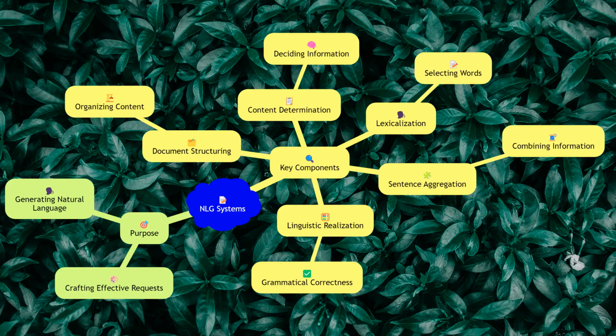NLG systems typically consist of several key components: content determination, document structuring, sentence aggregation, lexicalization, and linguistic realization. Content determination involves deciding what information to include. Document structuring organizes the content logically. Sentence aggregation combines related information into coherent sentences. Lexicalization selects appropriate words, and linguistic realization ensures grammatical correctness. Understanding these components helps in crafting effective requests for generating natural language.